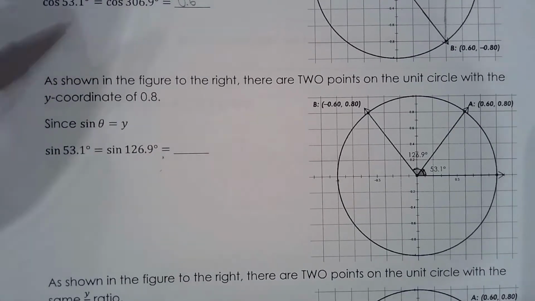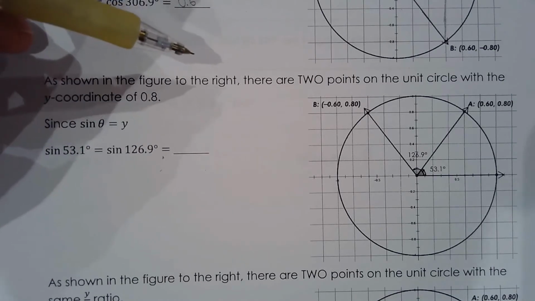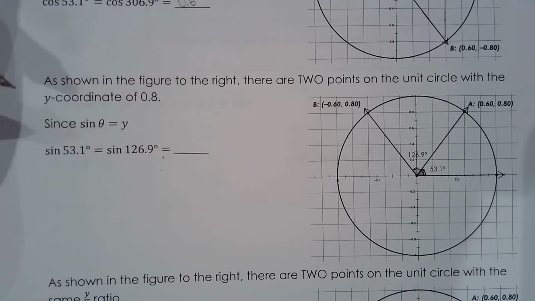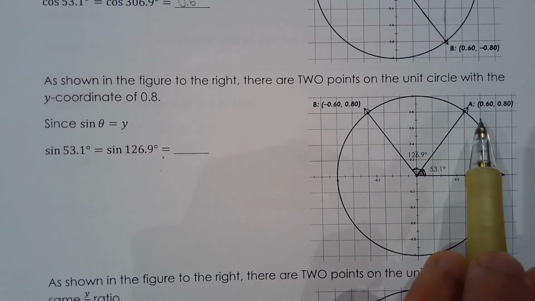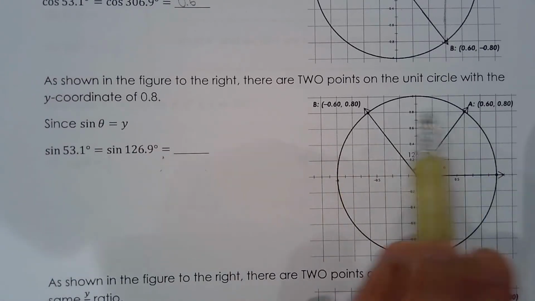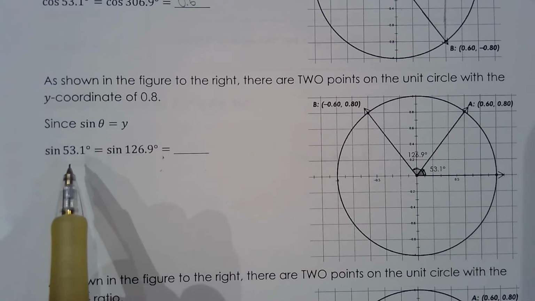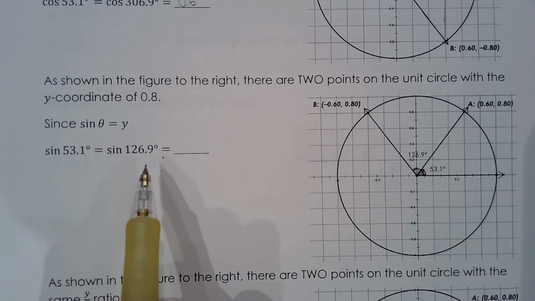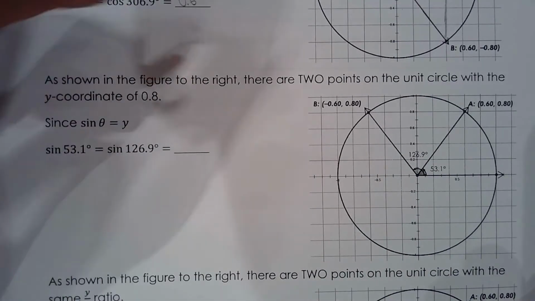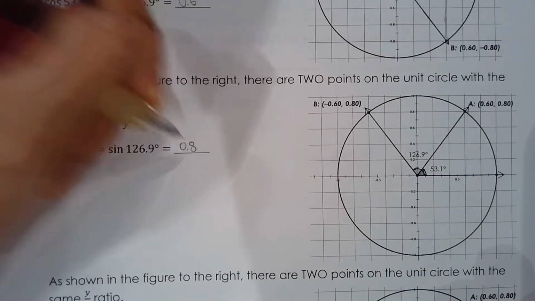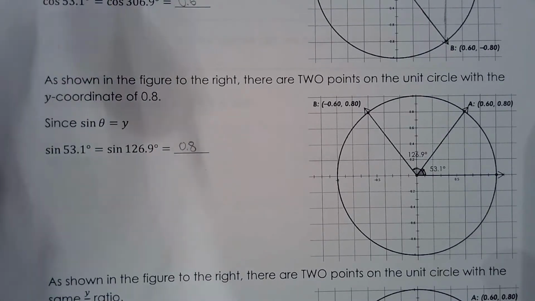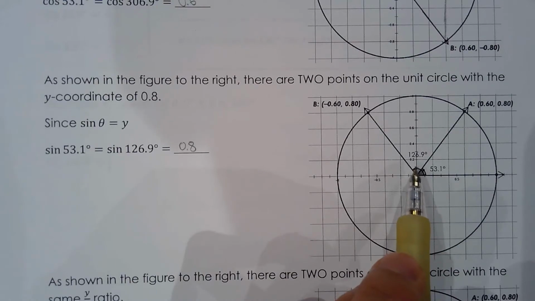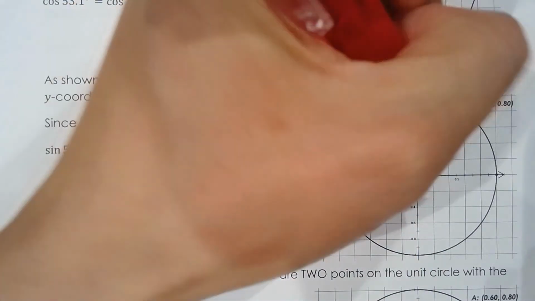As shown in the figure to the right, there are 2 points on the unit circle with a y-coordinate of 0.8. So look at point A and point B. They both have a y-coordinate of 0.8, which means sine of 53.1 degrees equals sine of 126.9 degrees, which both are equal to 0.8. Beautiful. Okay, so 126.9 degrees. Once again, guess what I'm going to do? I'm going to find the reference angle.